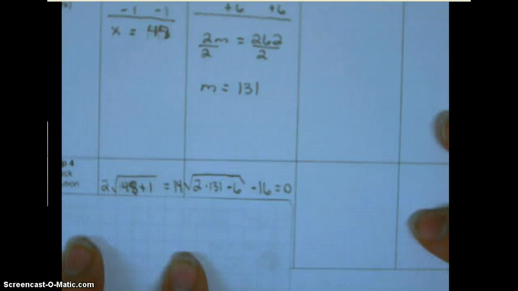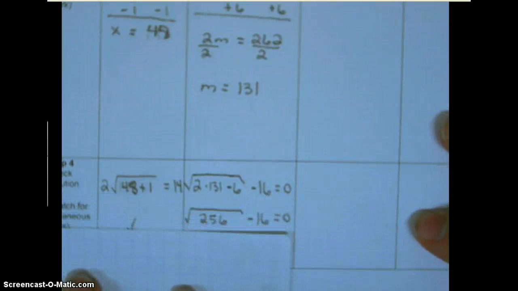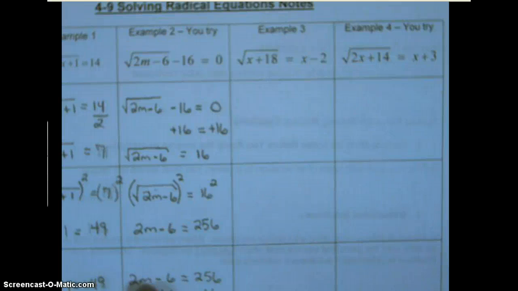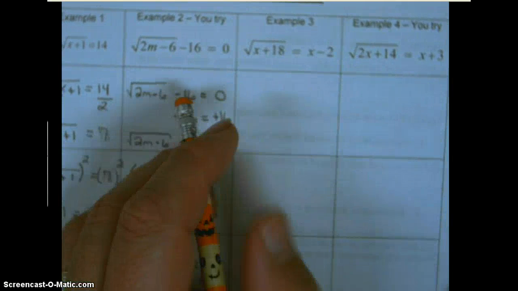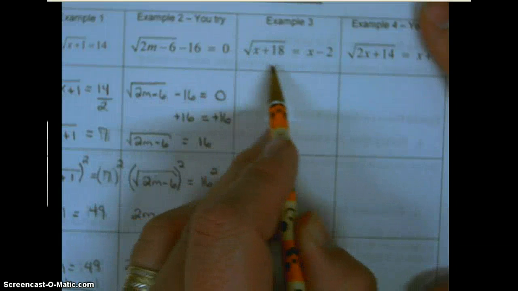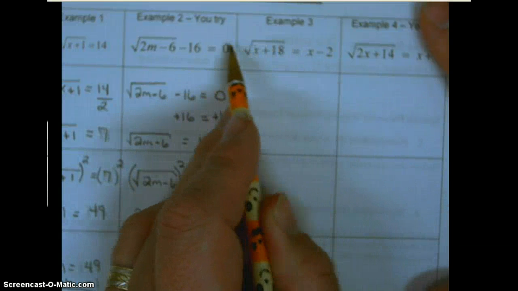Check our answer. We plug 131 in for m. 2 times 131 minus 6 gives us the square root of 256 minus 16 equals 0. Square root of 256 is 16. 16 minus 16 equals 0. And yes, it does equal 0, 0 equals 0. And that is correct. Okay, looking at example number 3. Notice, step 1 is isolate the radical. Well, the radical is already isolated. So we can skip step 1.